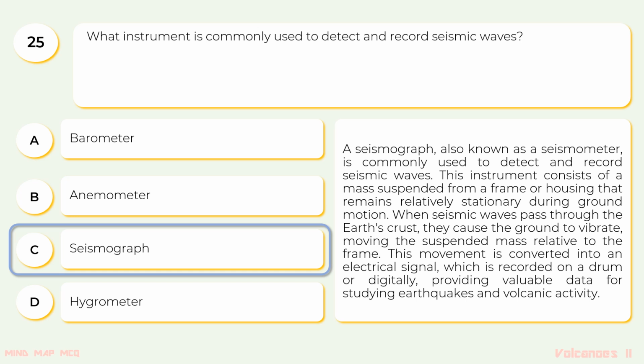The instrument consists of a mass suspended from a frame or housing that remains relatively stationary during ground motion. When seismic waves pass through the Earth's crust, they cause the ground to vibrate, moving the suspended mass relative to the frame. This movement is converted into an electric signal which is recorded on a drum or digitally, providing valuable data for studying earthquakes and volcanic activity.